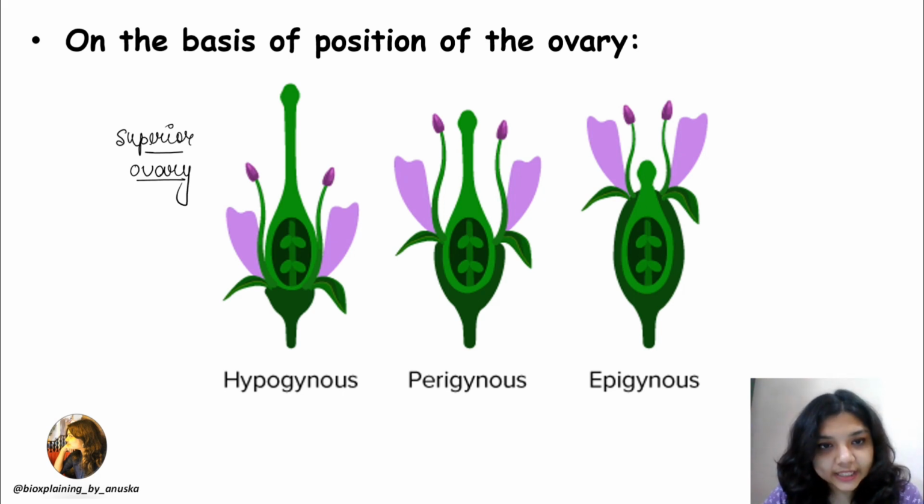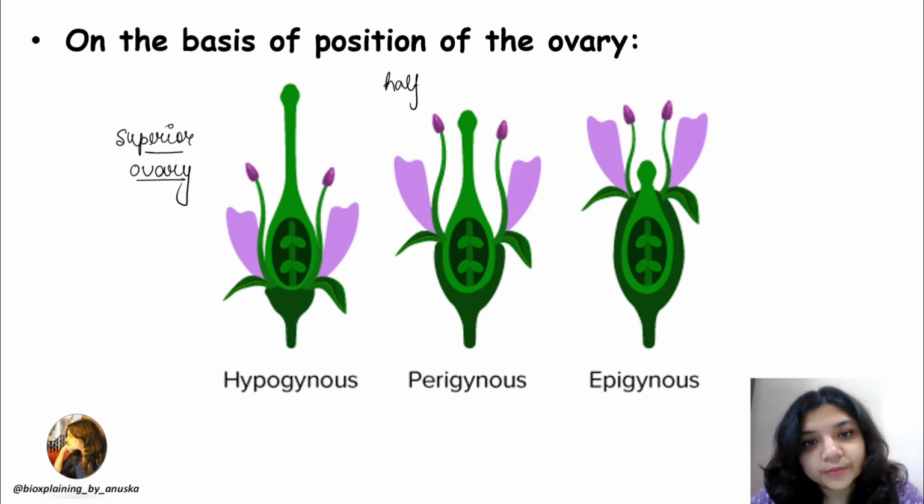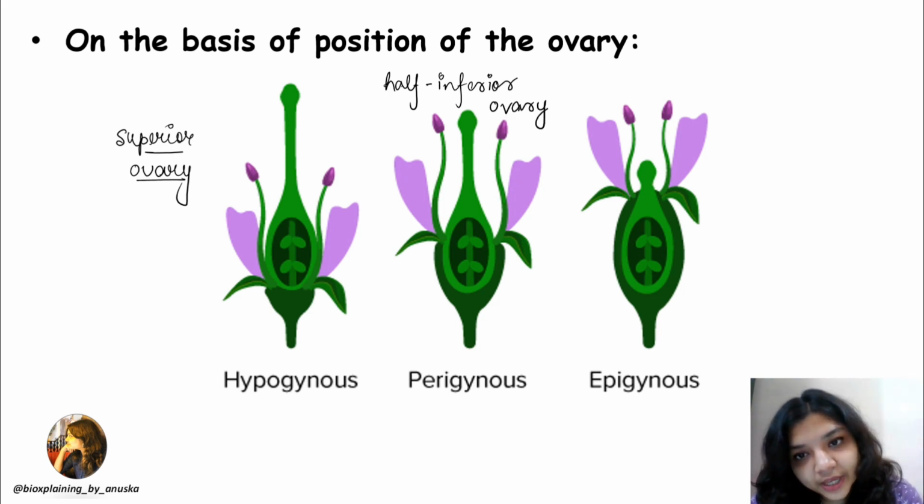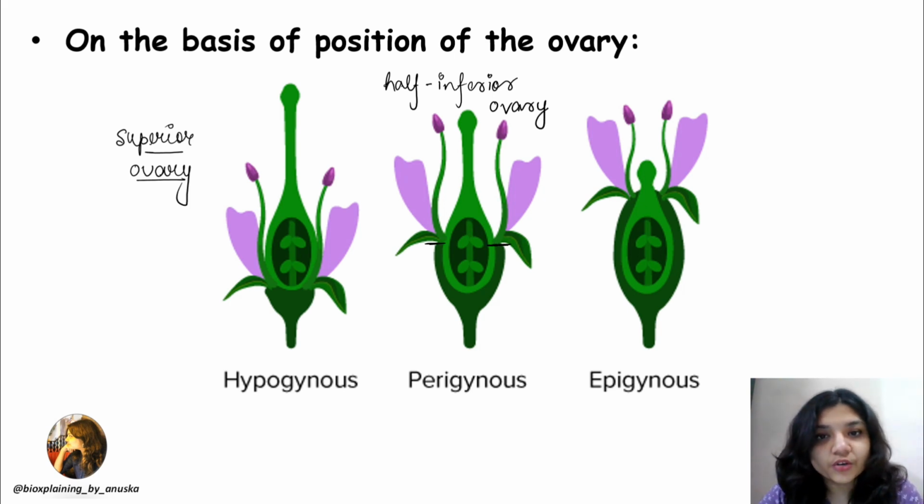The second category that you see is perigynous. This is what we call the half inferior ovary. What do I mean by that? Again, if you look into the diagram carefully, you see that the other whorls are beginning from the middle portion of the ovary. So the ovary is half inferior.